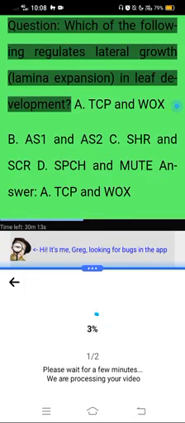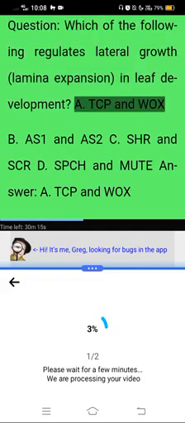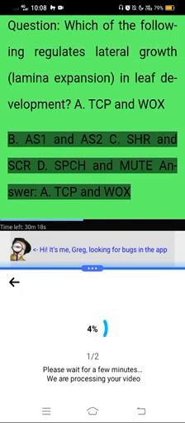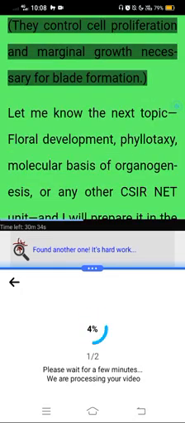CSIR NET December 2018. Question: which of the following regulates lateral growth and lamina expansion in leaf development? A. TCP and WOX. B. AS1 and AS2. C. SHR and SCR. D. SPCH and MUTE. Answer: A, TCP and WOX. They control cell proliferation and marginal growth necessary for blade formation.